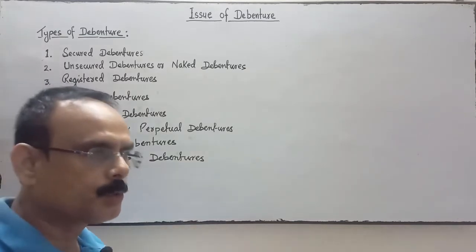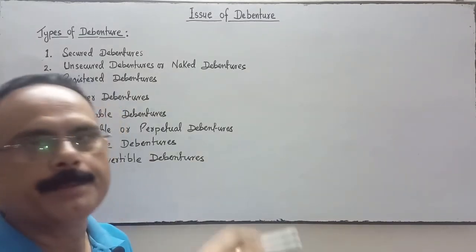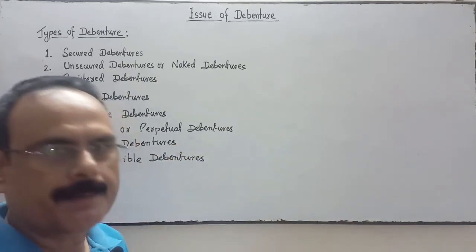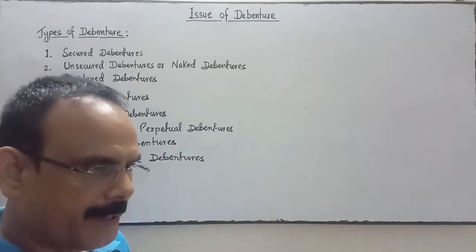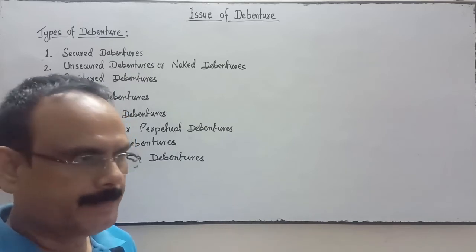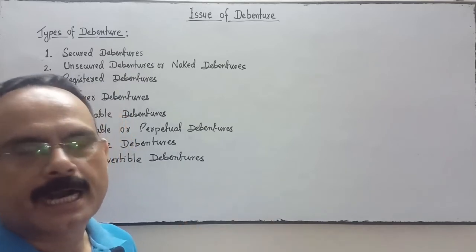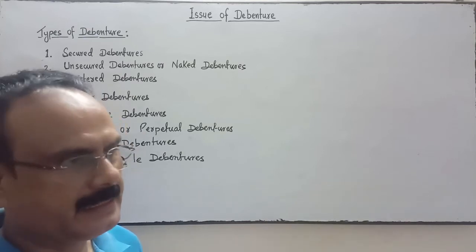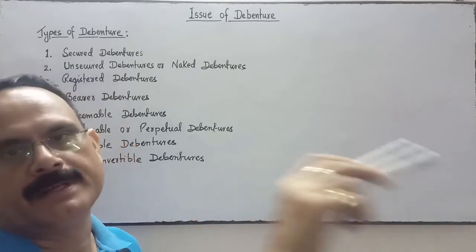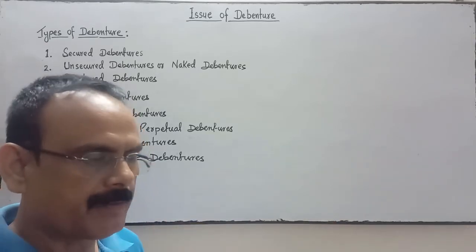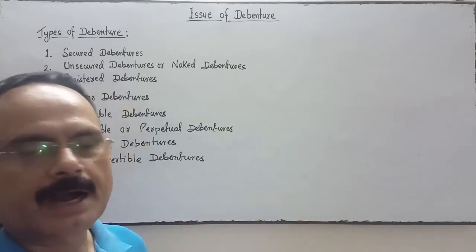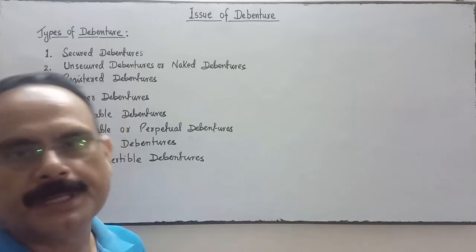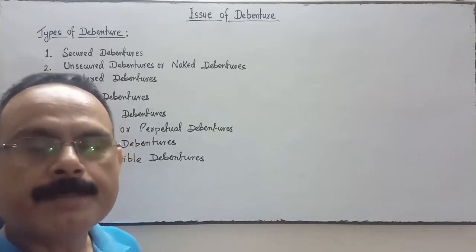Okay, redeemable debenture. Redeemable debentures are those debentures which can be redeemed after certain years. If the debenture holder gets the repayment of the debenture amount after a specified period or on a specified period, then it is called redeemable debenture. It means this type of debenture can be redeemed after a specified period or on a specified period. This is called redeemable debenture.